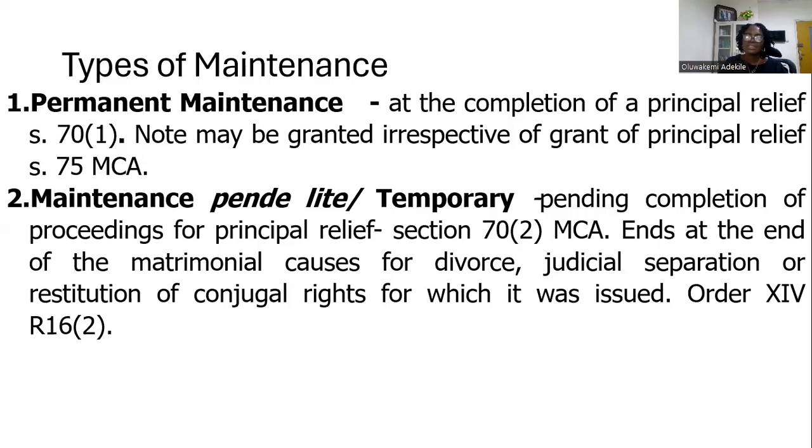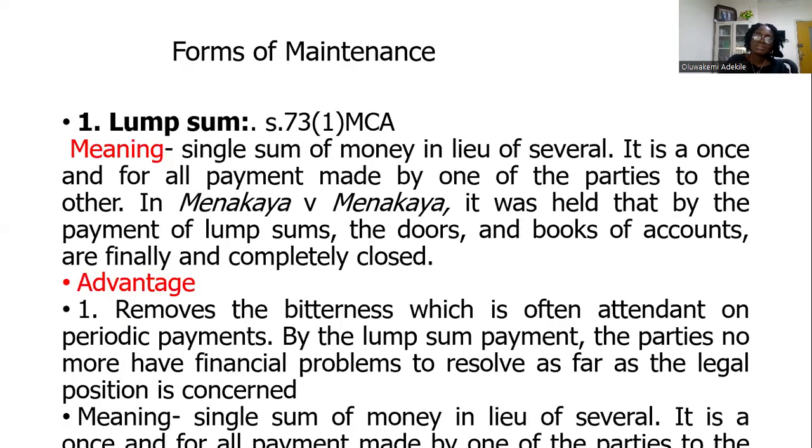Then maintenance pendente lite, which I explained earlier, is pending the completion of proceedings for the principal relief. You do not expose the vulnerable party to suffering because the case is still in court. So that application may be made, but it will end at the time that the matrimonial cause, whether it's divorce proceedings or a judicial separation order, is given. The temporary order would end, and a more permanent order may be given, as we have earlier explained.